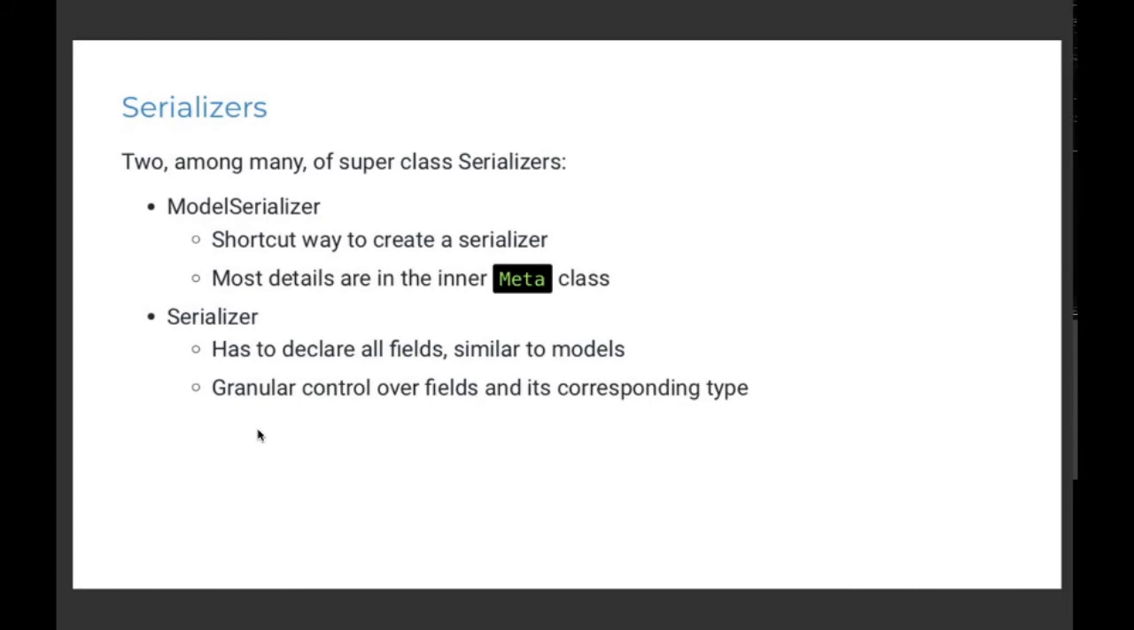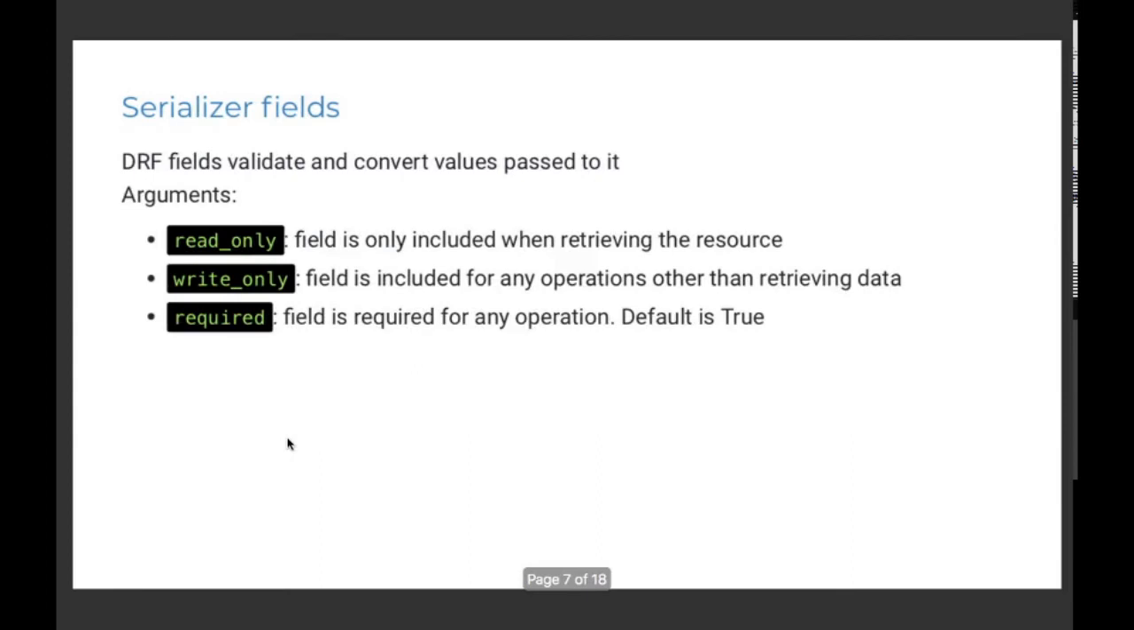So what we did was we had two superclasses. We had a model serializer and a serializer base class. The model serializer is a shortcut way to create a serializer because all you really need is your inner Meta class. But with serializer you do a lot more stuff, and you have granular control over your fields and their corresponding types and all the validations. We've done that.